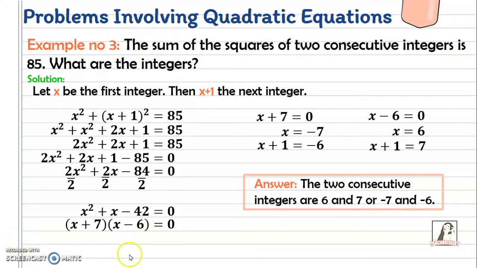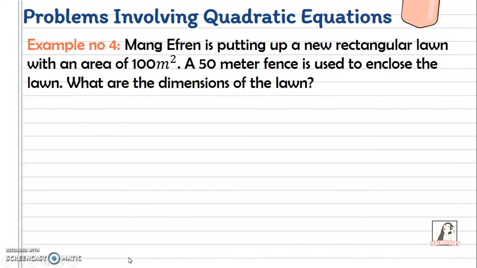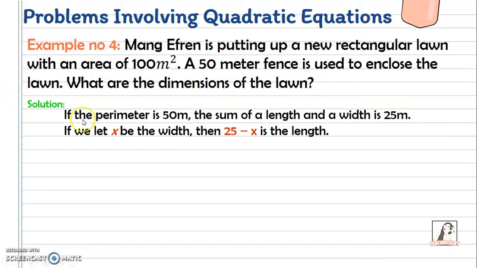Let's have another example. Mang Efren is putting up a new rectangular lawn with an area of 100 meters squared. A 50-meter fence is used to enclose the lawn. What are the dimensions of the lawn? So let's have a representation with this problem. We have, if the perimeter is 50 meter, the sum of a length and a width is 25 meter. If we let x be the width, then 25 minus x is the length.